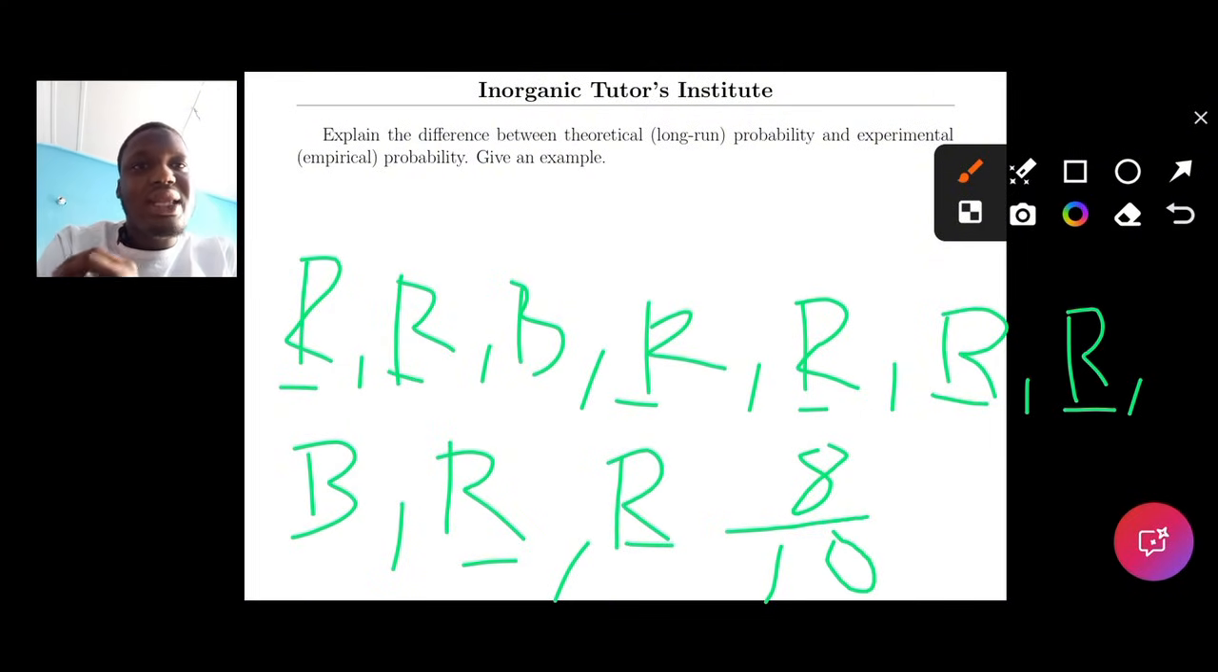It looks at the data, but for the theoretical, we don't look at the data. We just assume that they are all equally likely to happen. So when there are two outcomes, we give them 50-50. When there are 4 outcomes, we give each of them 25% chance, or 1 over 4, 1 over 4, 1 over 4, 1 over 4.